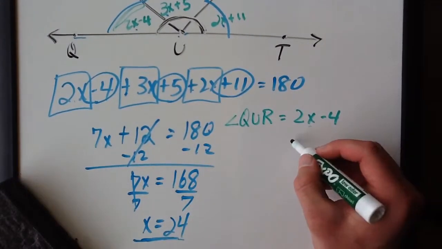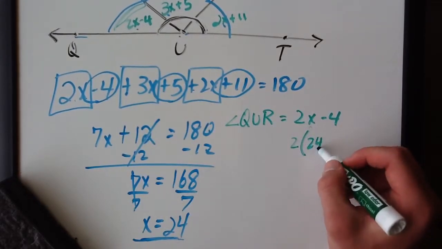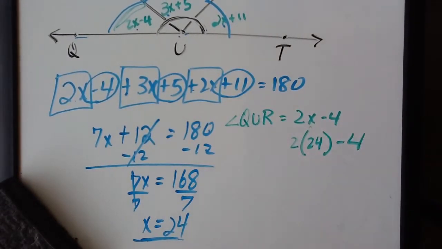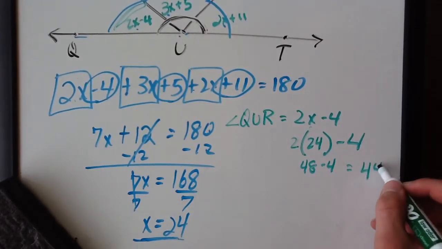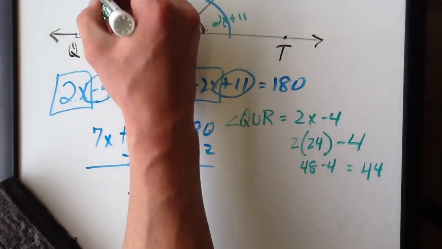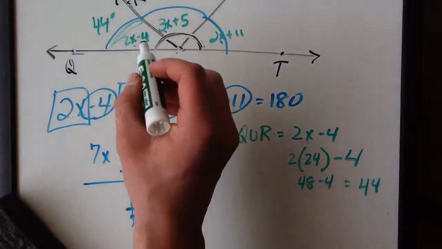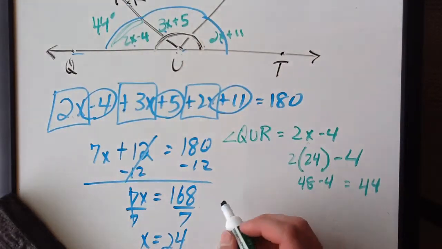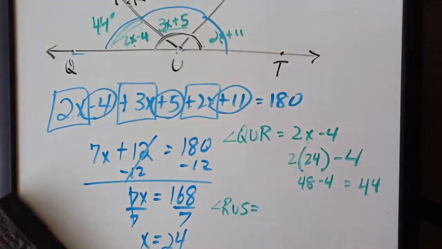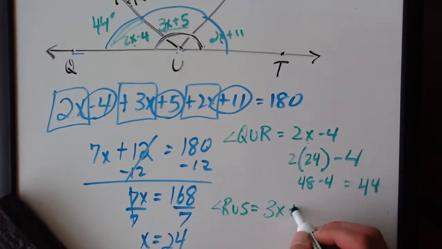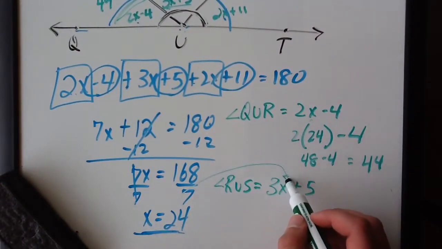So I have 2. Of course, 2x means 2 times x, so 2 times x, which is 24, minus 4. 2 times 24 is 48, and 48 minus 4 is 44. So this right here is 44 degrees. Next, let's find the measure of angle RUS. Angle RUS is equal to this, 3x plus 5. Okay, so now I'm going to plug x in right there.